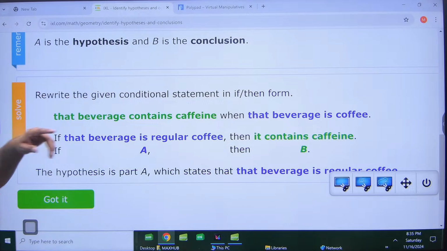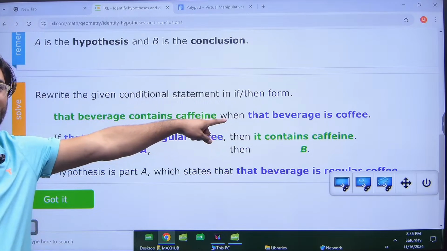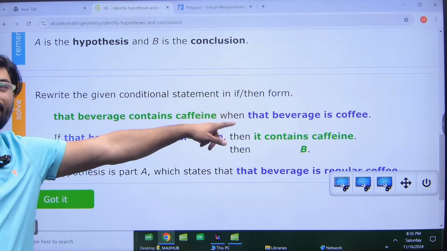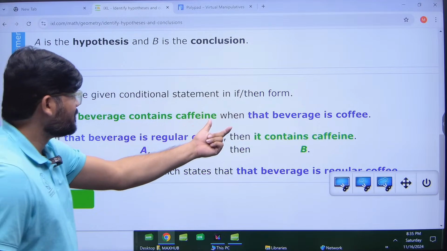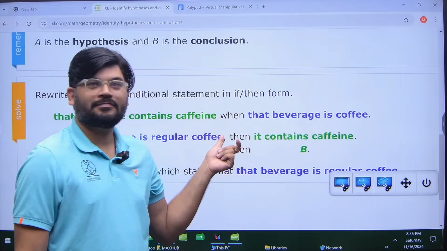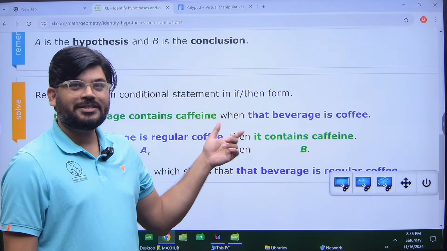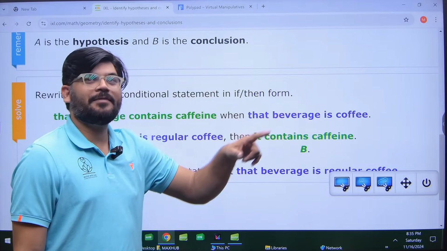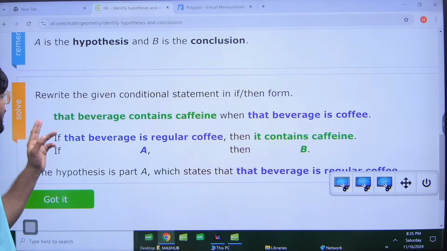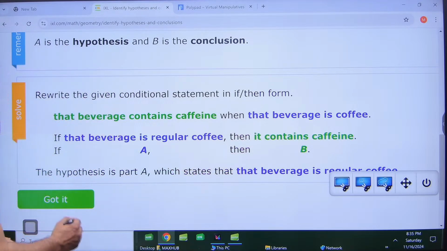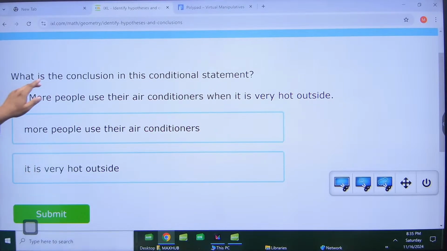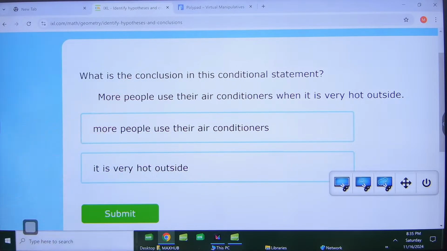See, it is when here. So you cannot replace when with then. When has to be replaced with if. Yeah. When is replaced with if. If that beverage is a coffee, then that beverage contains caffeine. Okay. At least we are doing some incorrect. I thought it is easy. Yeah. Good. Tell me for the next one.